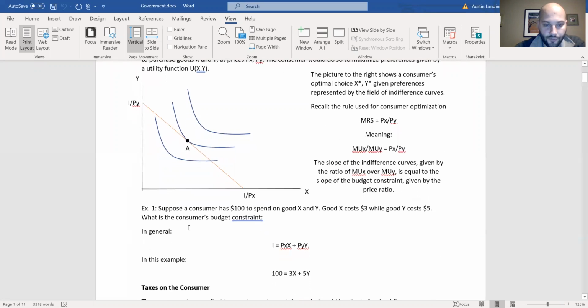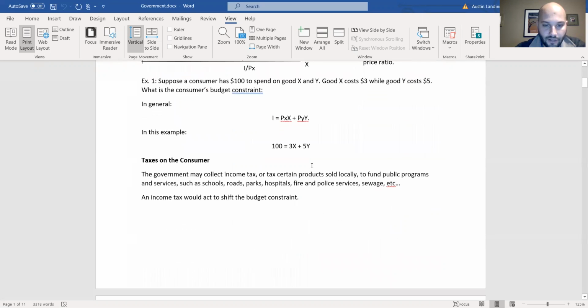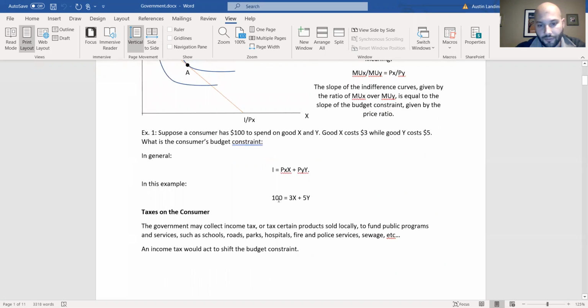Just for review, suppose the consumer has $100 to spend on good X and Y. We have prices of X and prices of Y. What is the consumer's budget constraint? Well, we know in general, income equals PX X plus PY Y, which means 100 equals 3X plus 5Y. We have $100 to spend. There's no role of savings in this model. So we can spend it on either X, which costs $3, or Y, which costs $5.